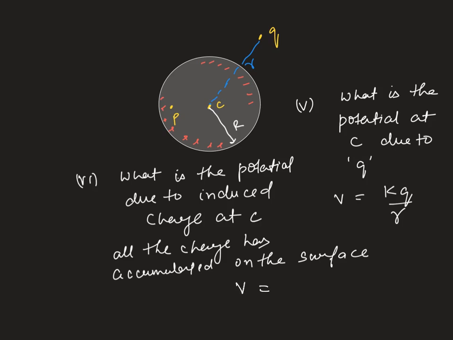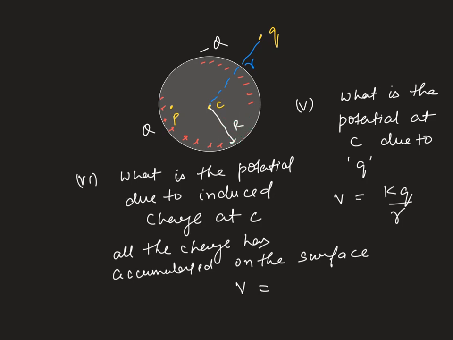Now we all know that there is some positive charge, let's say plus q, and there is some negative charge, that is minus q. And since all of them are on the surface, it's very important to know all of them are on the surface, then all of them have equal distances from point C. And what is that equal distance? Obviously the radius of the sphere.